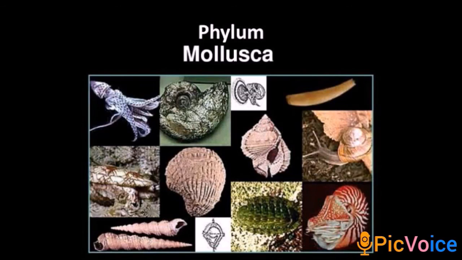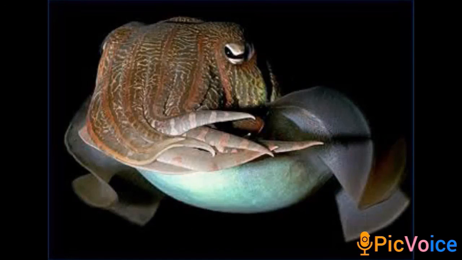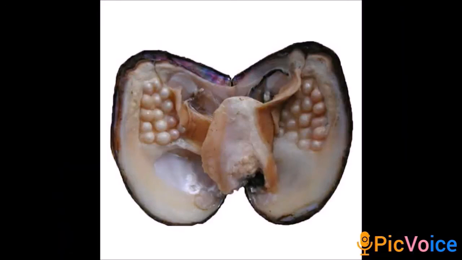In the anterior portion, the head region, they have sensory tentacles, and the mouth has a file like rasping organ for feeding, which is called the radula. Examples: Pila, also known as apple snail, and Pinctada, also known as pearl oyster. These are the examples of phylum Mollusca.